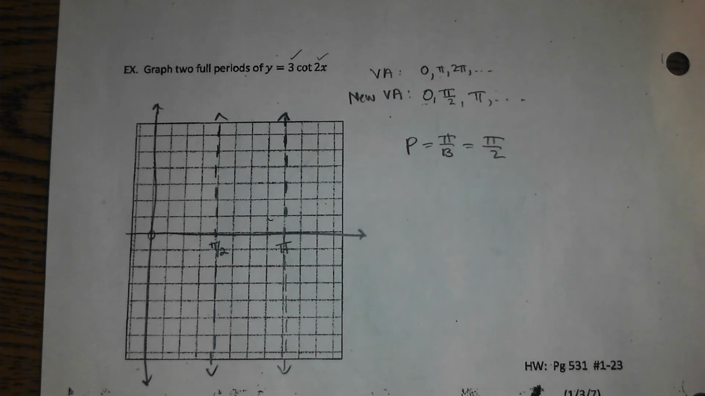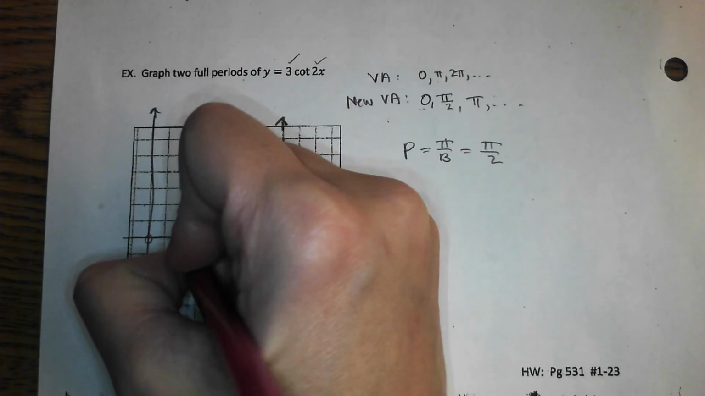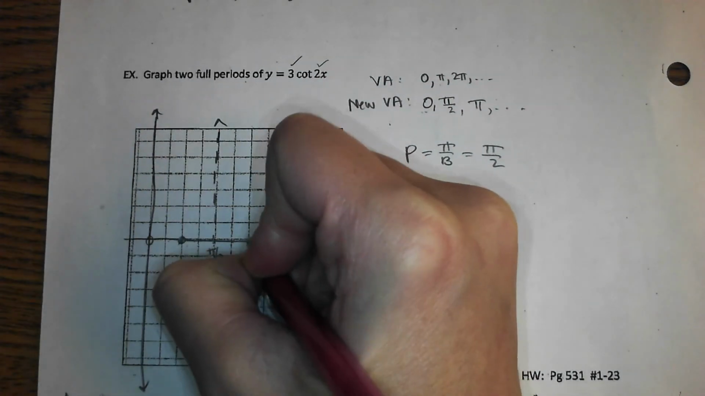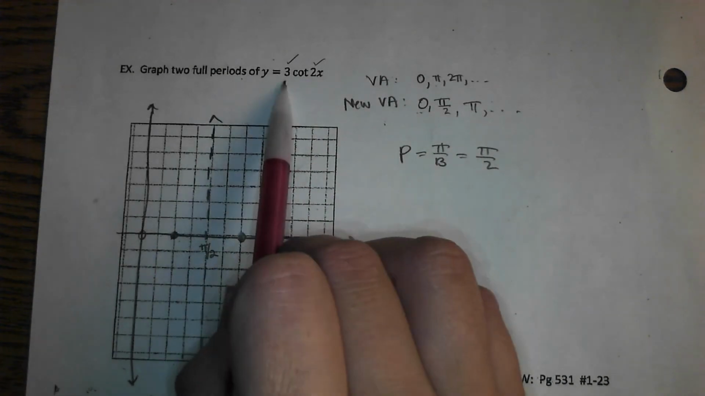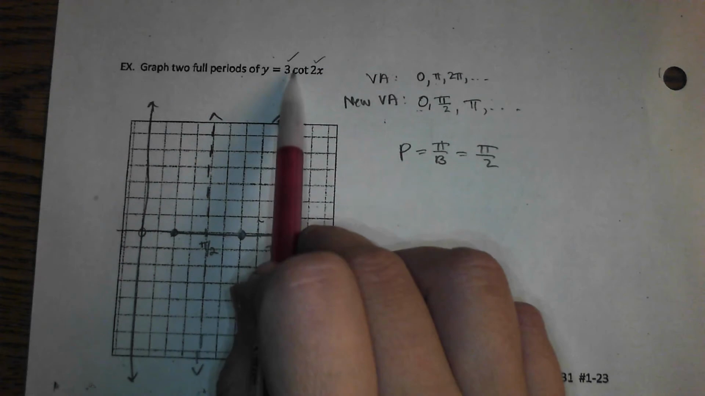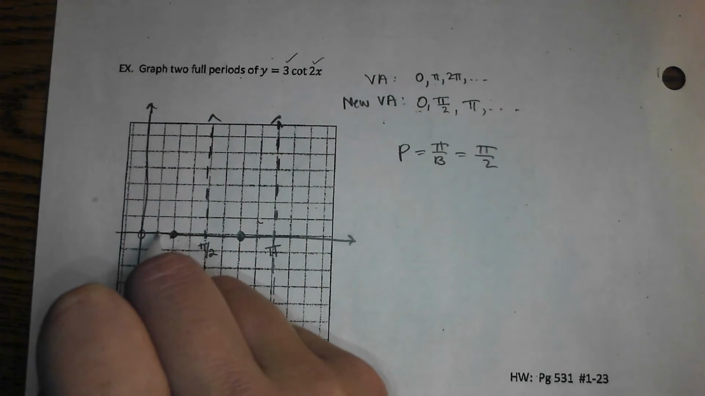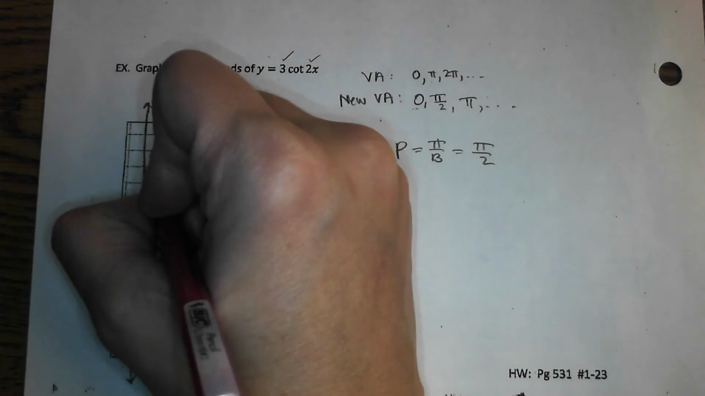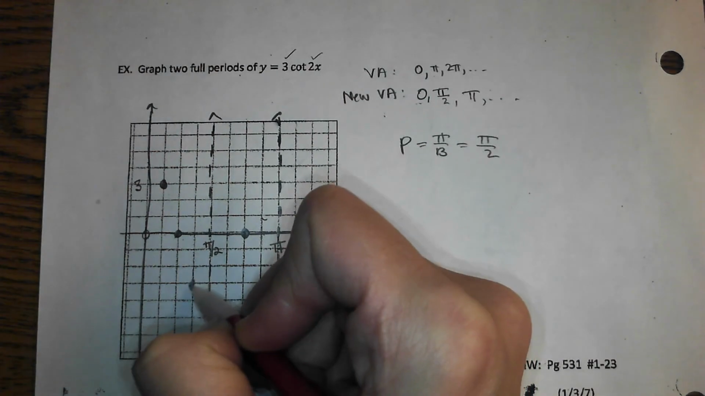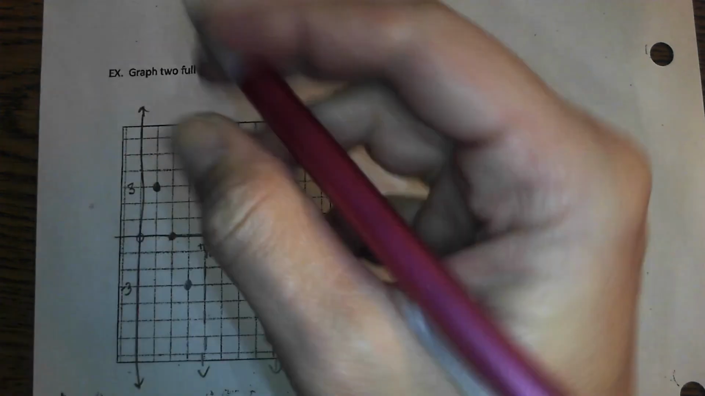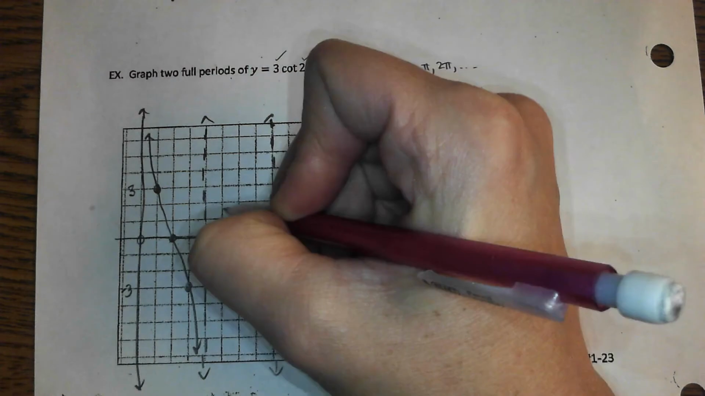And then your zeros, again, are halfway in between those. And then rather than increasing the whole time, this is decreasing the whole time. Rather than being at pi over 4 comma 1, there's a stretch by 3. So what is here, I'm going to bring up to 3. And here I'm going to bring down to negative 3. And again, I'm not going to worry about any other points.